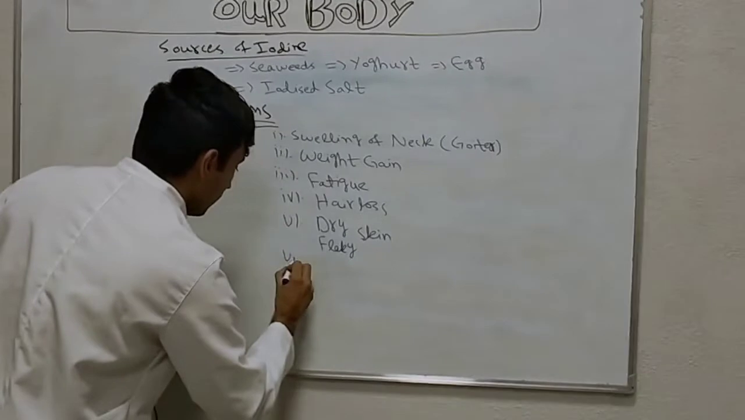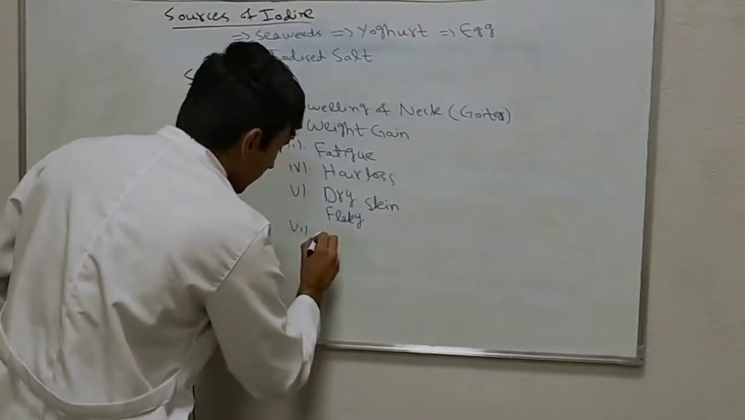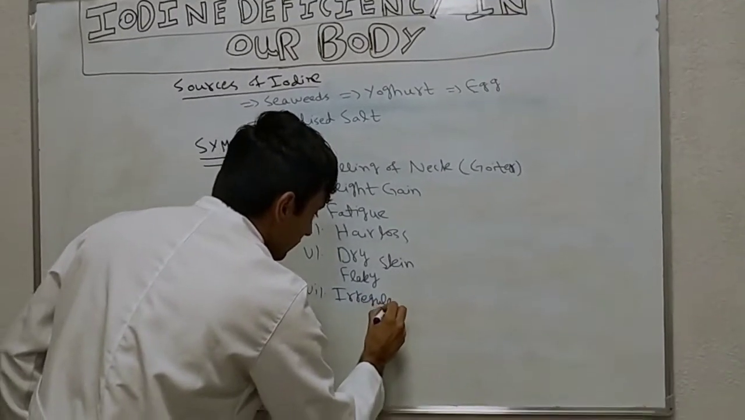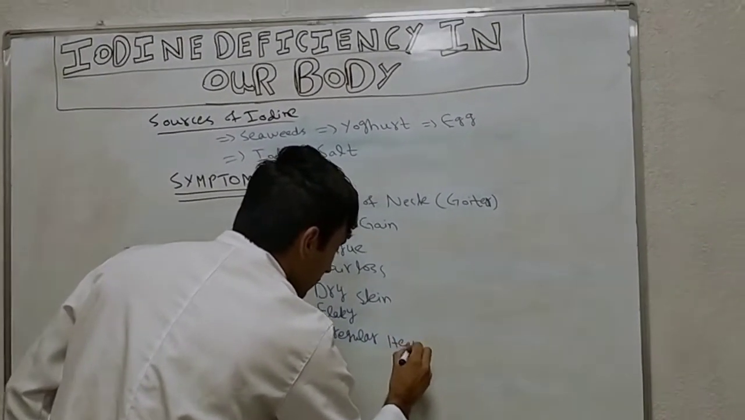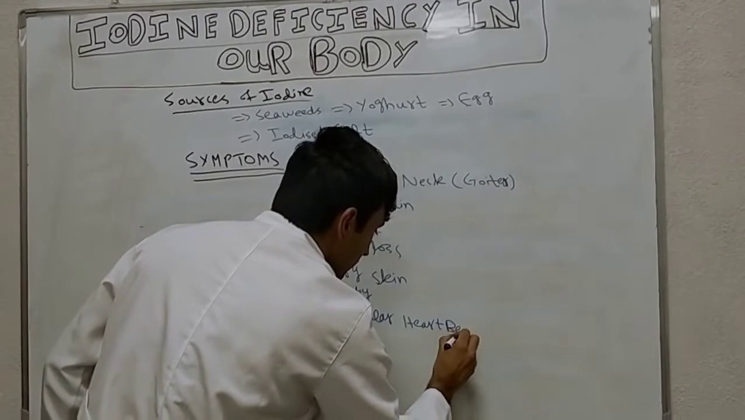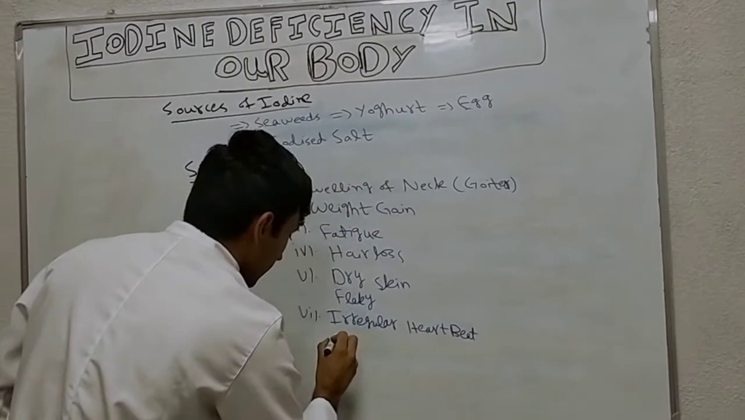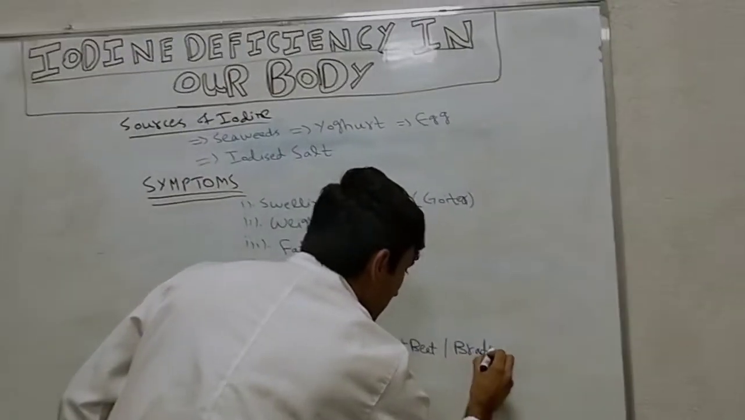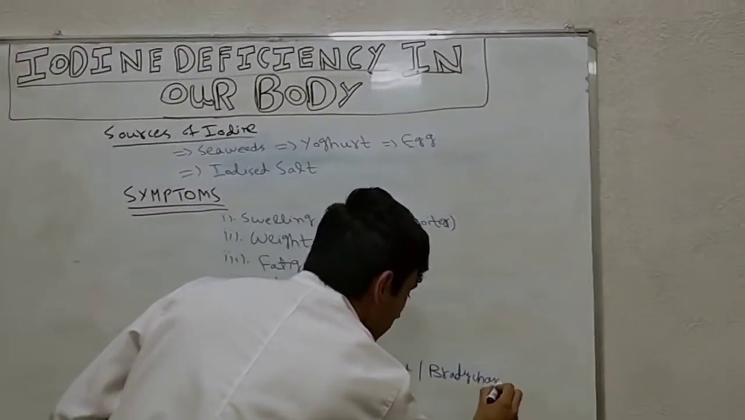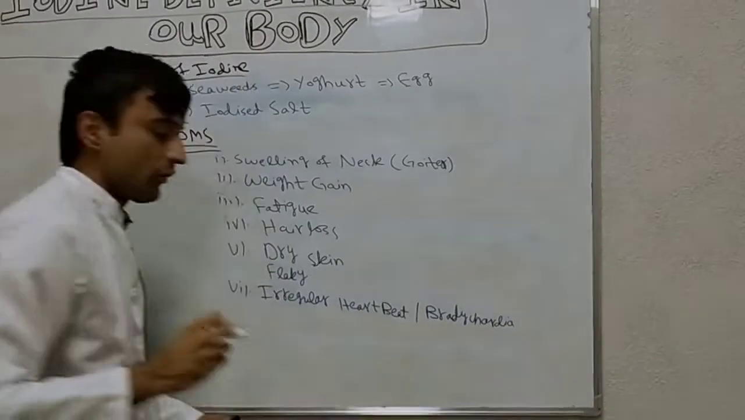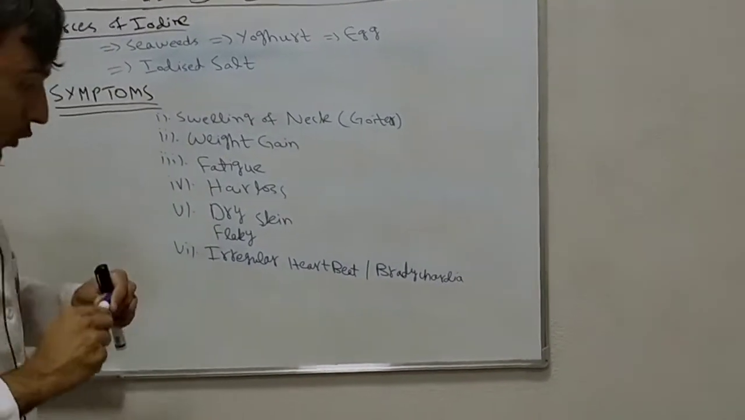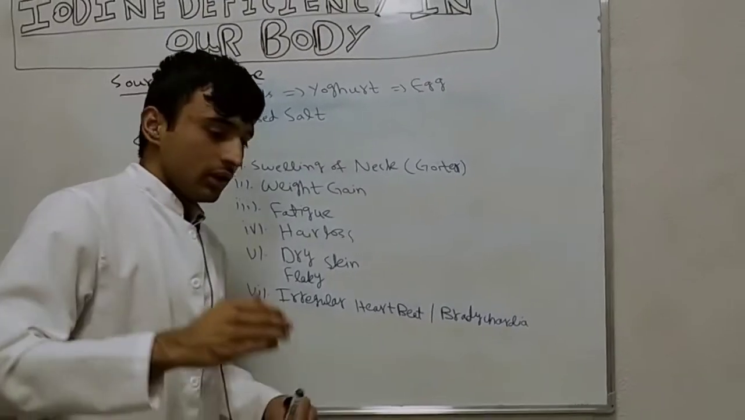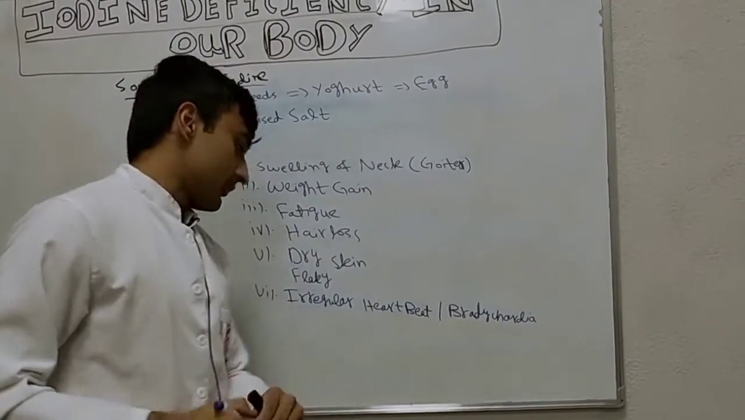Then number 6, we have the irregular heartbeat, or you can say bradycardia. As the energy is not being generated in our body in normal amounts, the heartbeat would decrease, leading to bradycardia.